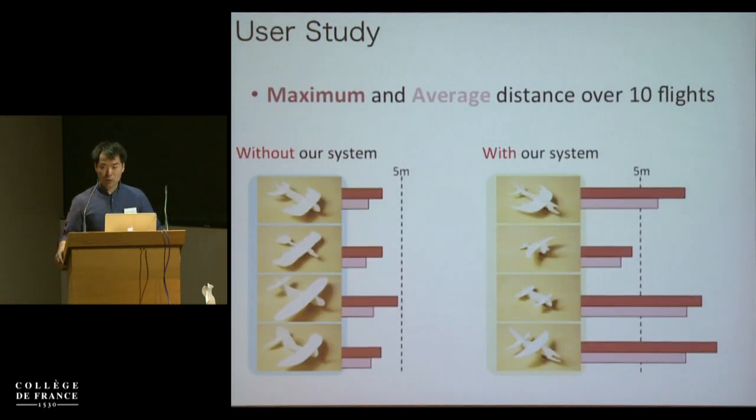Okay, we also did a user study, and the left column is the airplane design without our system, and the right column is design with our system. As you can see, many of the airplanes with our system fly, although their designs are more eccentric than the airplanes without our system.